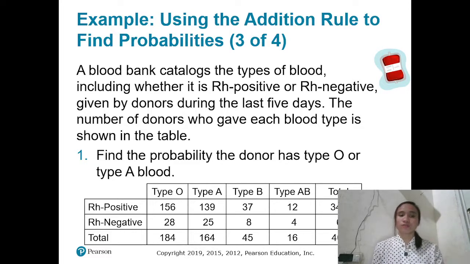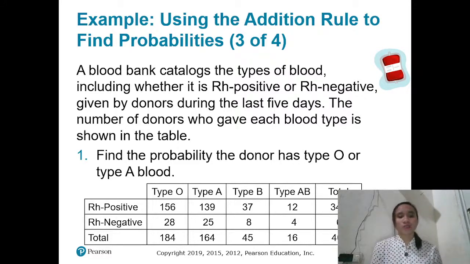The first column has Rh positive, Rh negative, and the total. The second column is type O, the third column type A, the fourth column type B, the fifth column type AB, and the last column is the total.